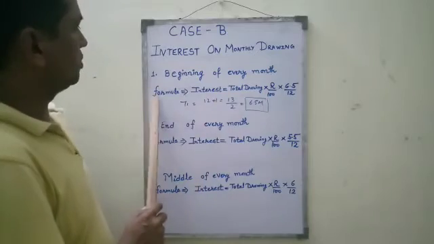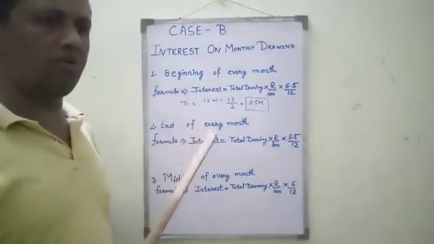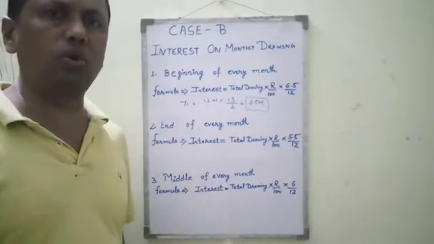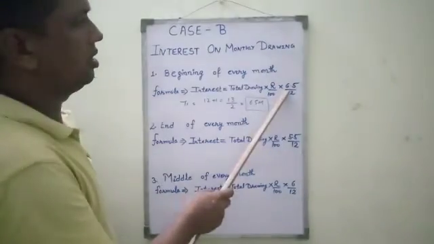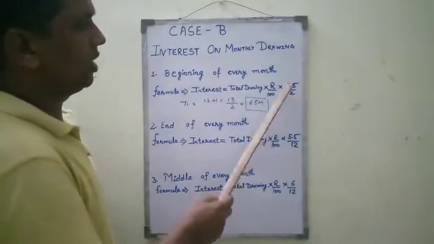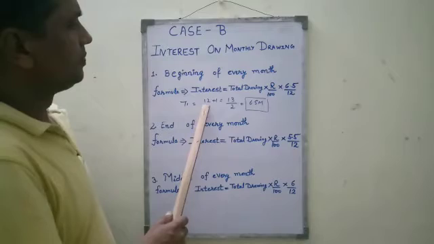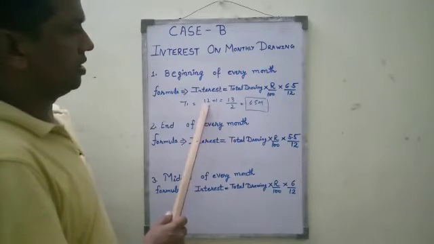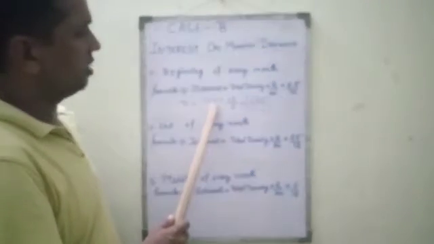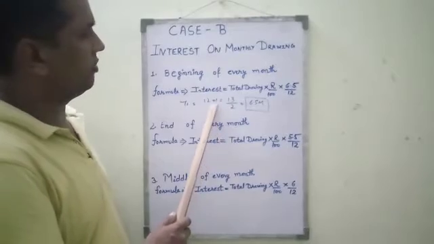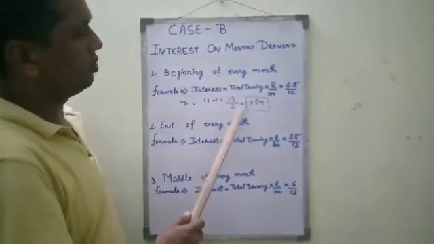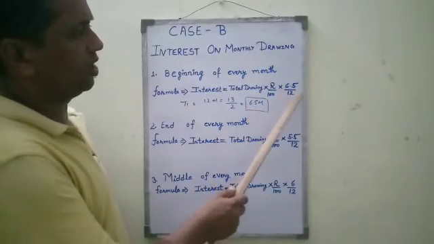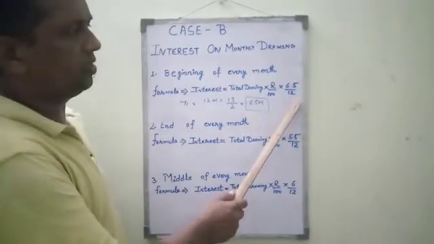So in this formula, if the amount is withdrawn at the beginning of every month throughout the year, then the time is to be put as 6.5 by 12. How is the time calculated? 12 plus 1. This is 12, total 12 months, and the amount is withdrawn at the beginning of the month, 1 we added. So 13 by 2 is equal to 6.5. Putting the value, the time is 6.5 by 12.